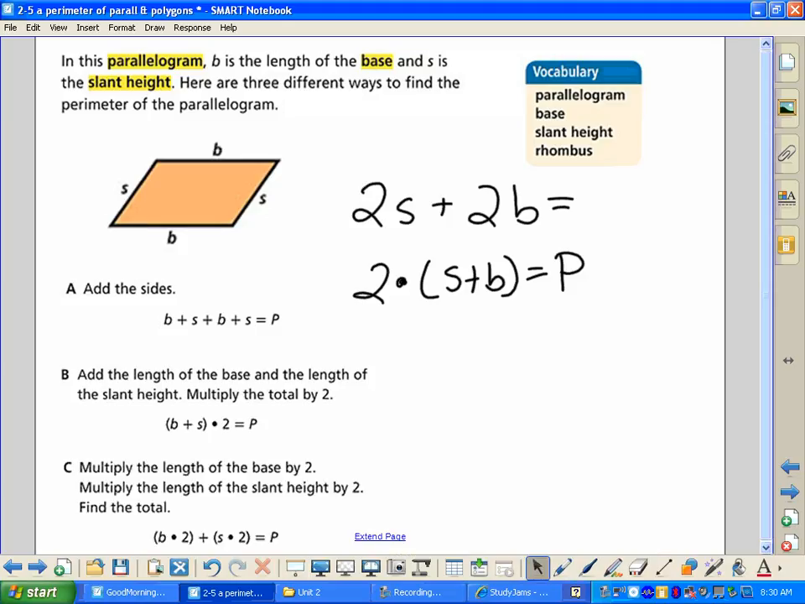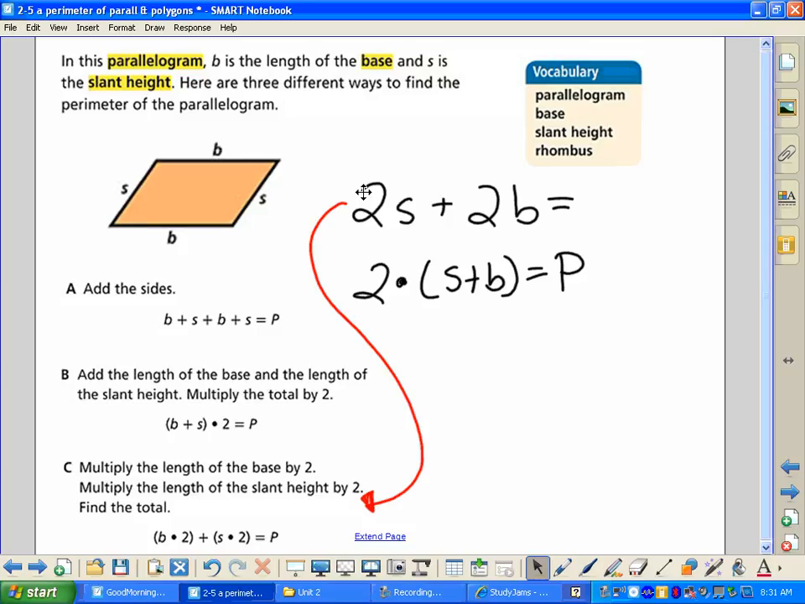Or you can multiply the length. So you can just do this. Either way. So this one here is similar to what they're saying here. You can choose whatever way you want to do it. For me personally, I think adding up all the sides is just the easiest way to go. That's up to you.